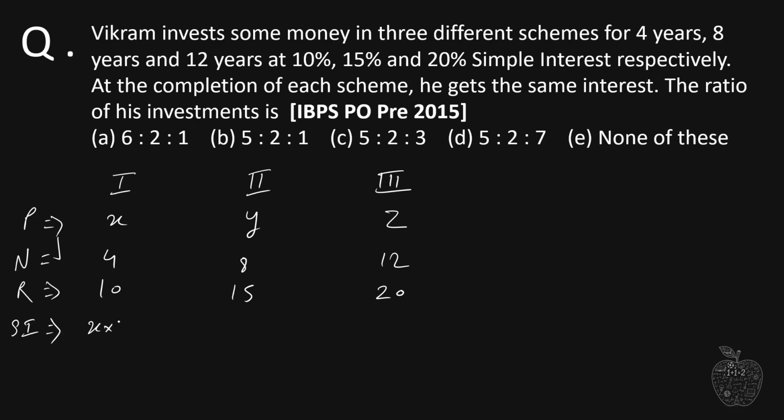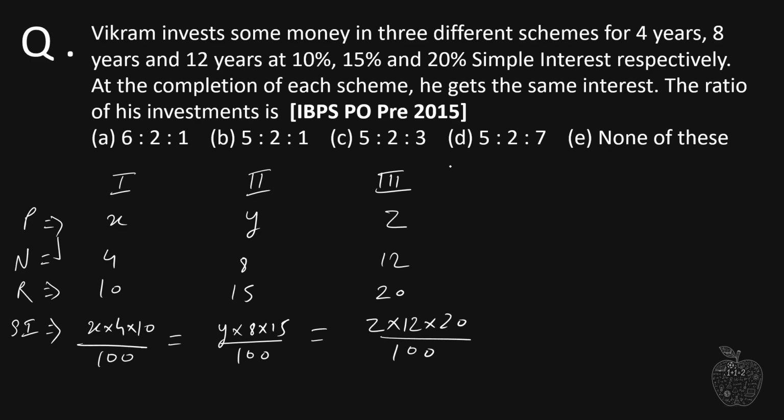So PNR: X into 4 into 10 over 100, Y into 8 into 15 over 100 and Z into 12 into 20 over 100. But the question is telling us that at the completion of each scheme he gets the same interest. That means all these 3 interests are the same, and we have to calculate the ratio between his investments, what X is to Y is to Z. This is what we have to calculate.